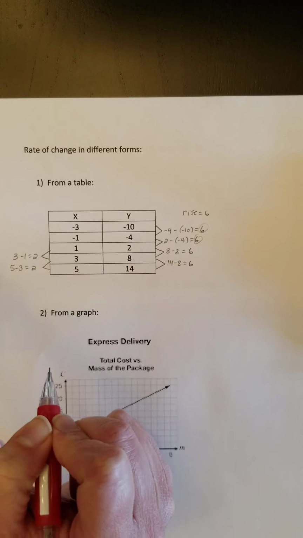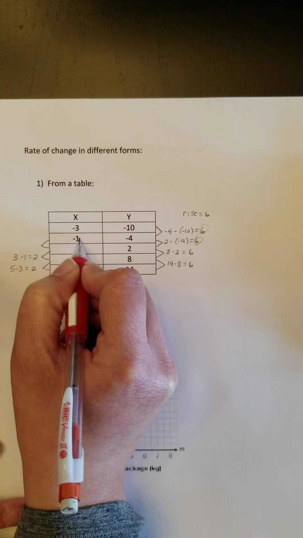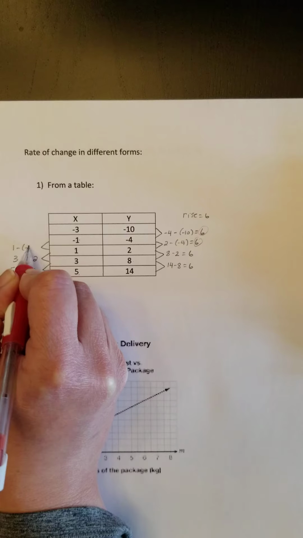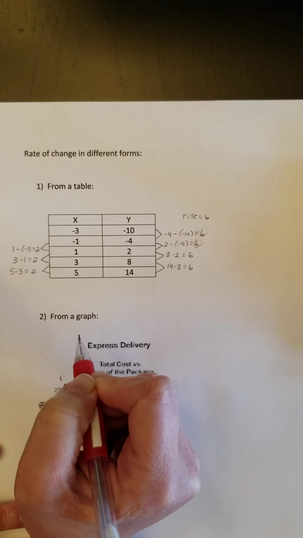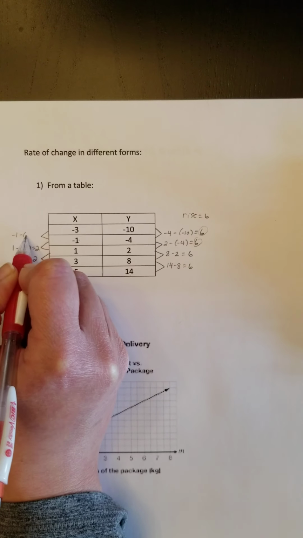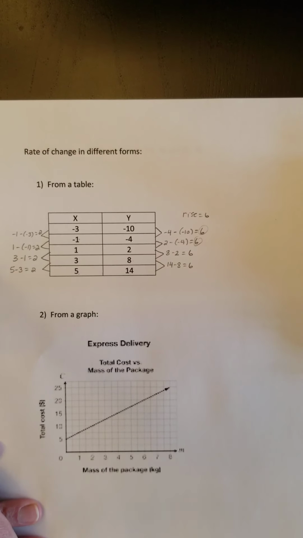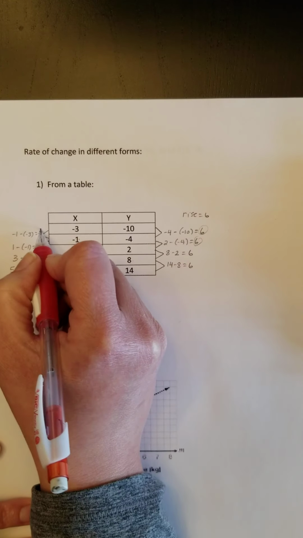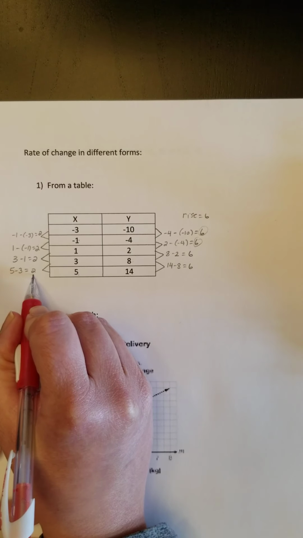So 3 minus 1 is 2. 1 minus negative 1 is also 2. So you can see again a consistent pattern on the left-hand column here. Negative 1 minus negative 3 is also 2. So I get these values of 2, this consistent number on the left-hand column is my run.